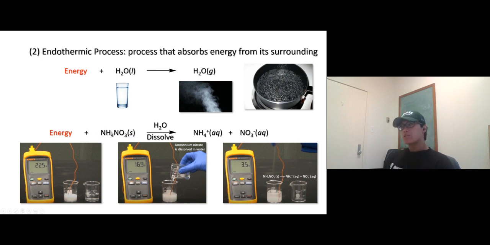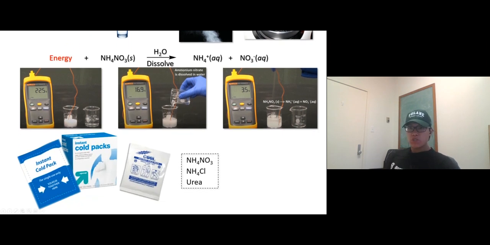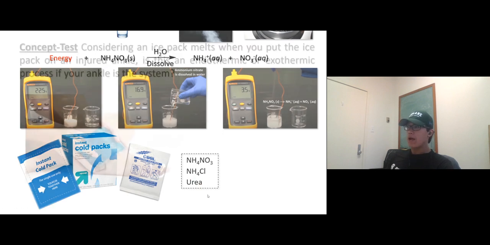That's the reason why we use ammonium nitrate in an ice pack, right? You might have heard about ice pack before. So when you usually in sport, and you get injured on your body, so you put ice pack on it, so prevent the inflammation. Okay. Not only ammonium nitrate can be used in an ice pack. So we have ammonium nitrate, ammonium chloride, or urea.